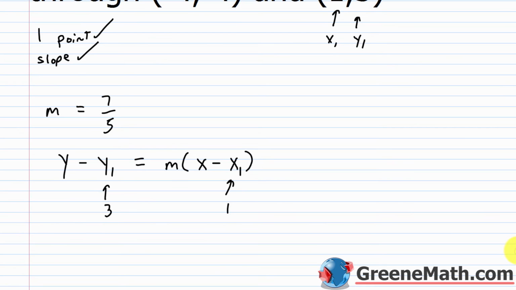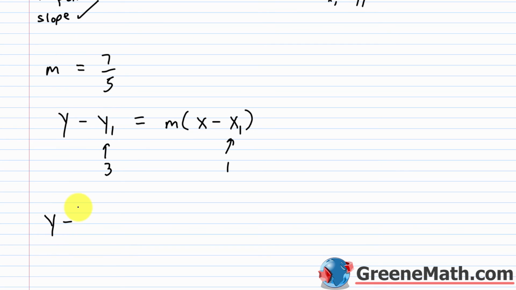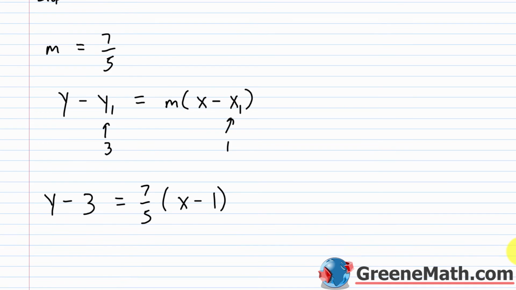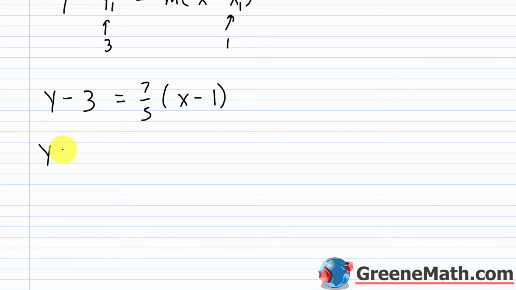So let's crank this out. So I'd have y minus y sub 1, which is 3, equals m, which we know is 7/5, times the quantity x minus 1. So at this point, when we have it in point-slope form, it looks a little different. You might say, oh, well, that's not the same. But when you solve it for y, you're going to get the same thing. So you'd have y minus 3 is equal to 7/5 times x is just 7/5 x, minus 7/5 times 1 is just 7/5. So I would add 3 to both sides of the equation.